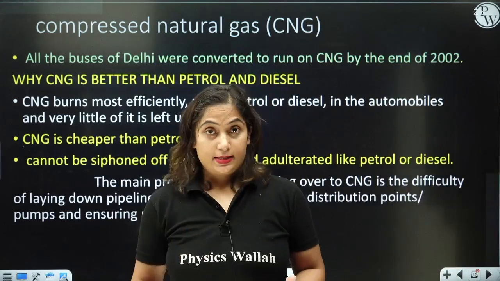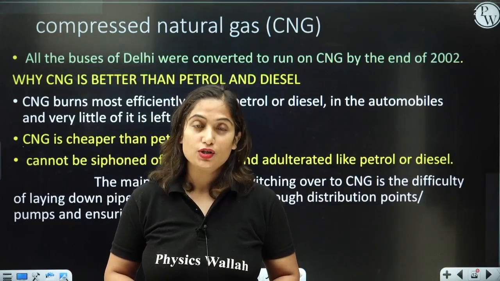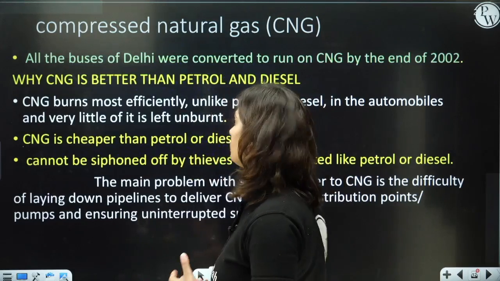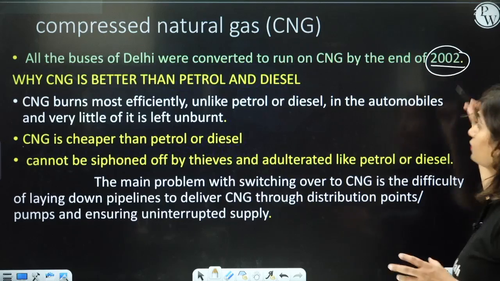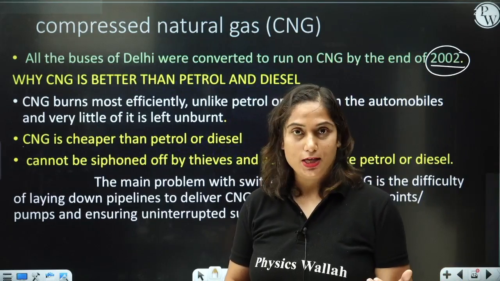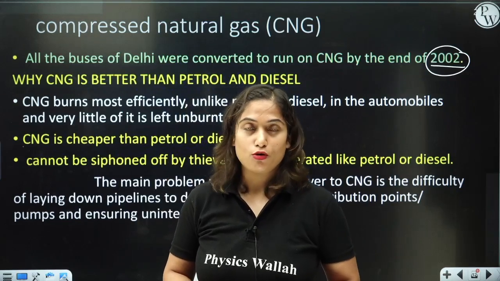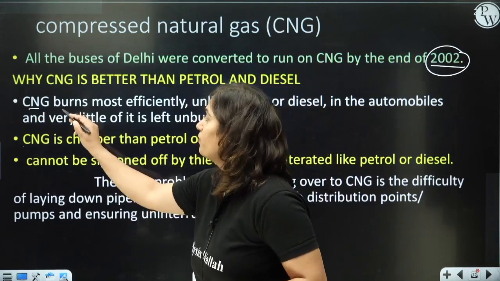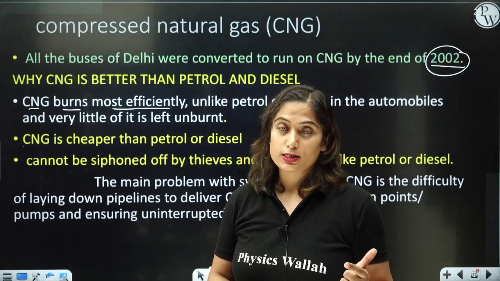Now, another method to control air pollution is the use of CNG, that is compressed natural gas. In Delhi, we know that Delhi is a highly polluted area. So by the end of 2002, all the government buses running in Delhi were converted to CNG. Now the question comes, why is CNG better than petrol or diesel? There are three reasons why CNG is better. First reason is that CNG burns most efficiently. As compared to petrol or diesel, the burning efficiency of CNG is better.